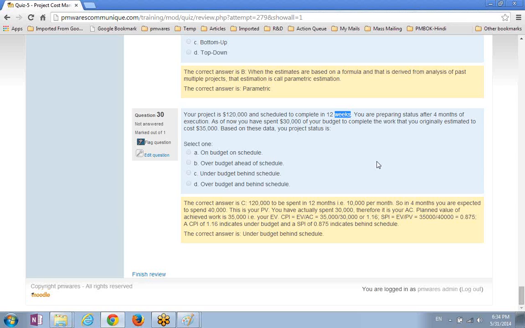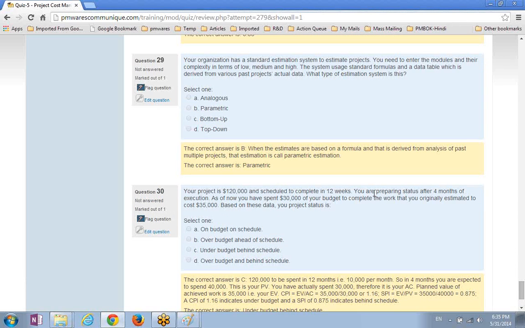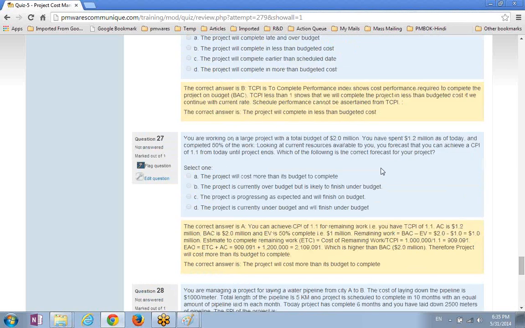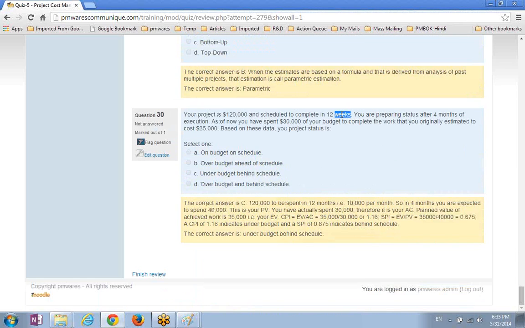So if it is 12 weeks, then answer B is right? Over budget and behind schedule. If it is weeks, it will be behind schedule, sorry, D. It will be over budget. So the measuring factor is very different. Okay, so that's the typo actually.